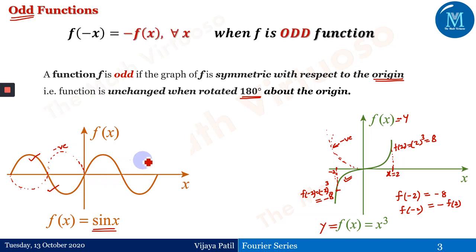Mathematically, I could say that f of minus 2 is equal to minus f of 2. So this is nothing but f of minus x is equal to minus f of x, and that is true for all x.